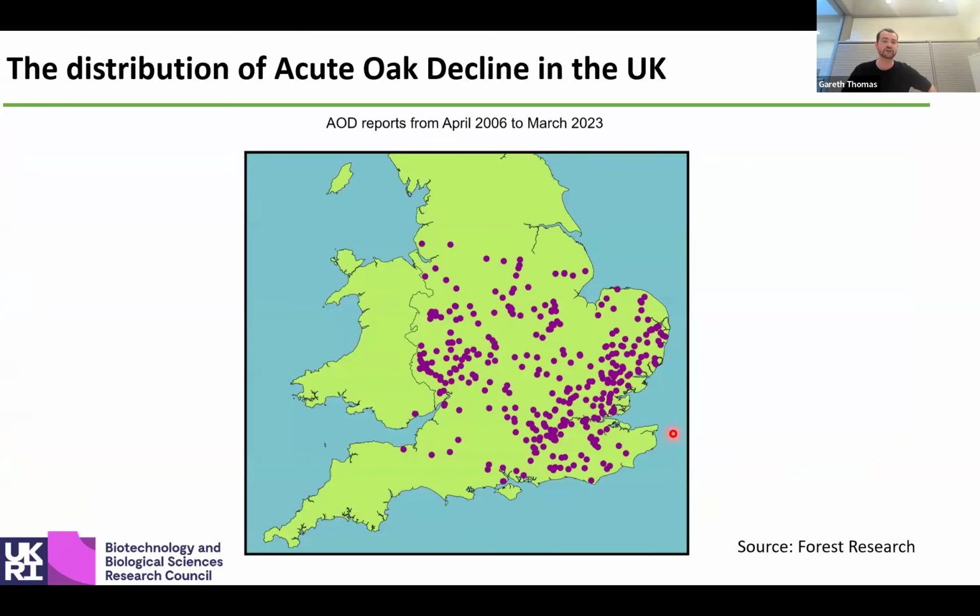In terms of the distribution of acute oak decline in the UK, this is a figure from Forest Research, who do a lot of work in the monitoring of acute oak decline. A purple circle indicates the presence of acute oak decline, and we can see quite a lot of localization around the southeast of England. But what we're starting to see over the years, this data being from 2006 to 2023, is a northward shift in the presence of acute oak decline, with recent reports having detected it in places like Liverpool and Manchester. Across the country, it's also now being detected in parts of Wales. So this disease seems to be spreading, and we're trying to understand why that is.